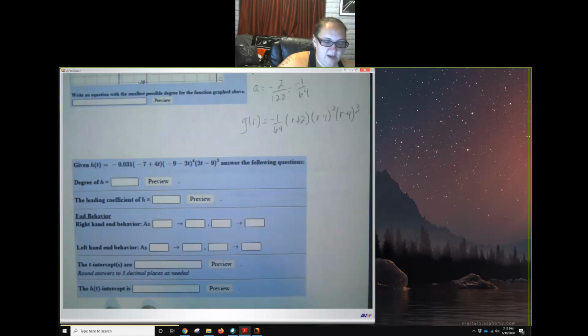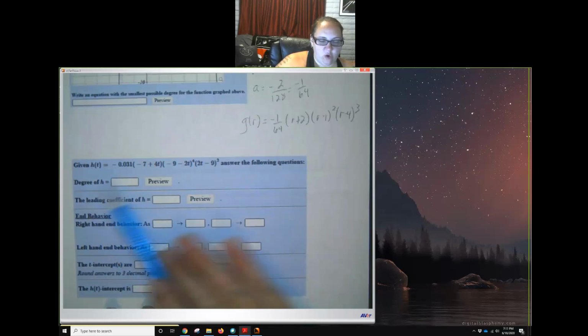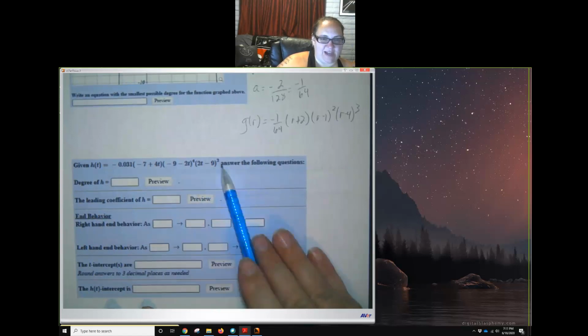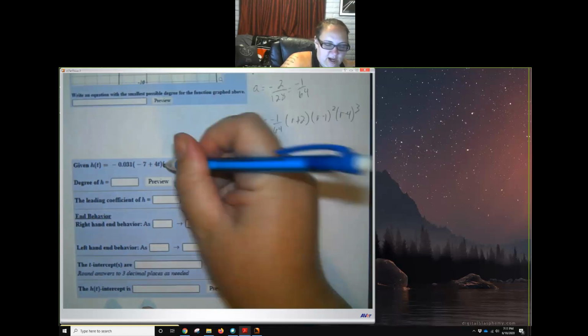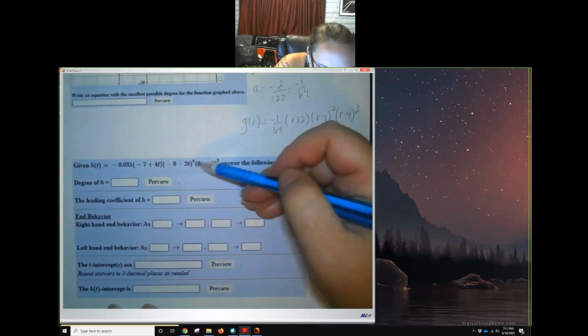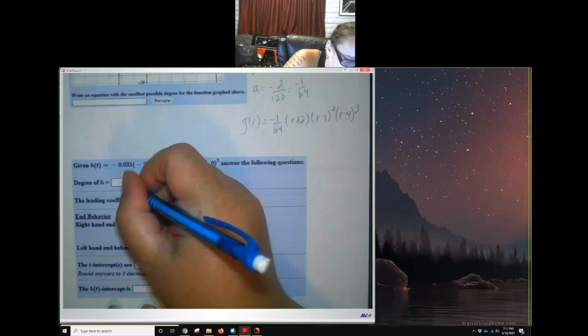Okay. Now, in factored form, to find the degree, you add the degrees of the factors. So when there's no degree, the degree is 1. So here we would do 1 plus 4 plus 3. So the degree of this is 8.